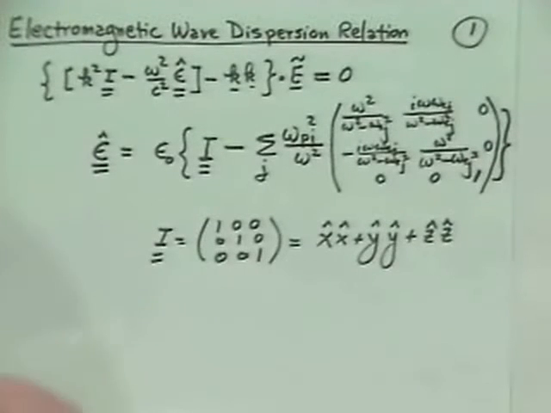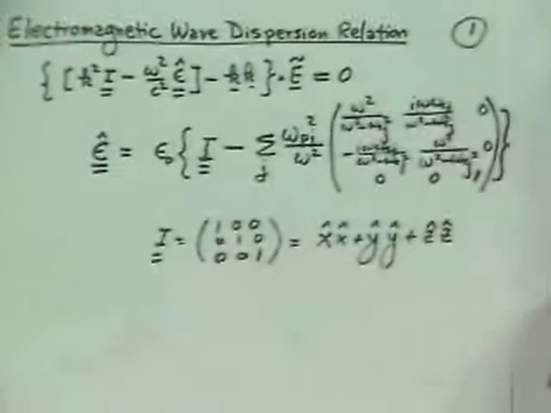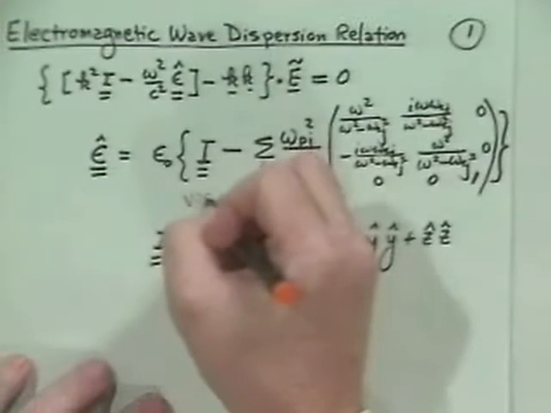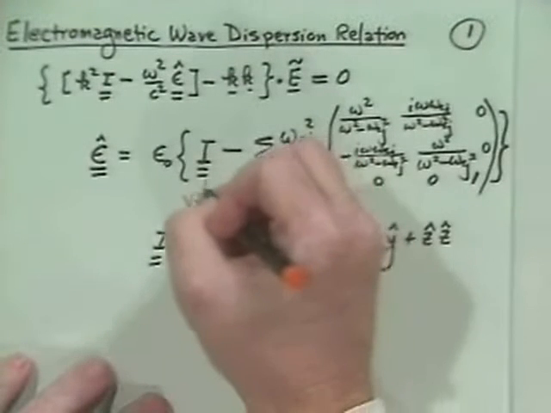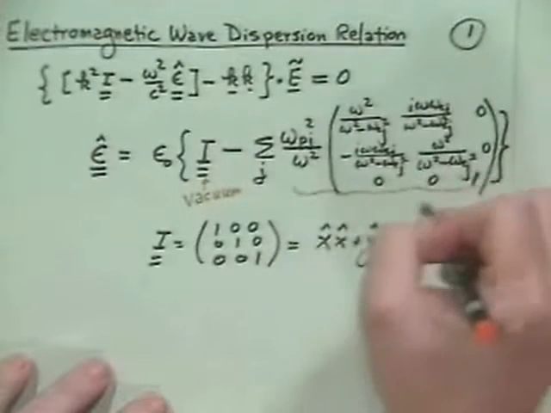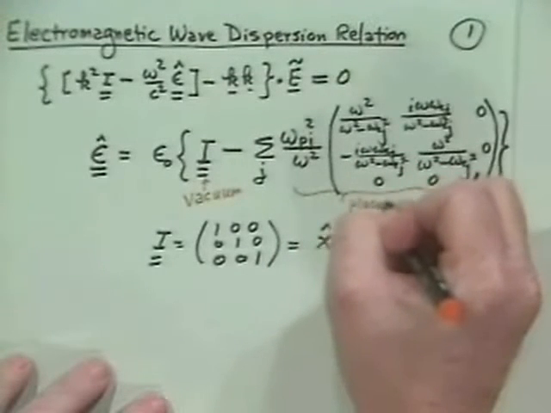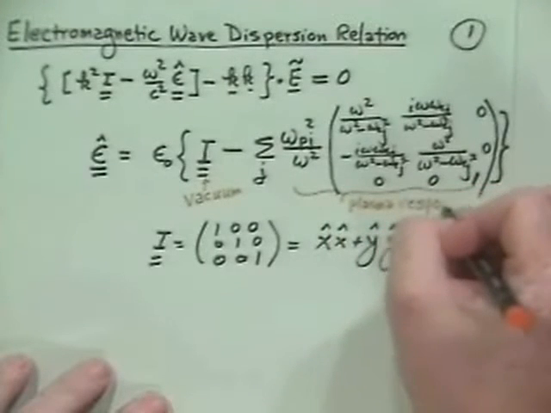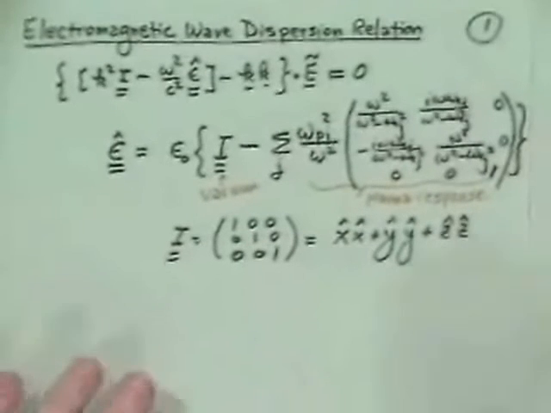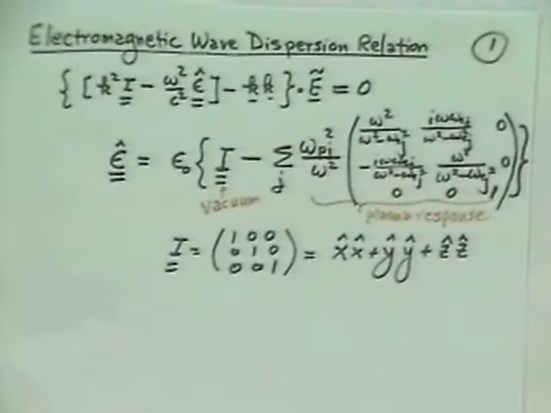So the idea is that we have this general electromagnetic wave dispersion relation, and here's the plasma dielectric constant. The one, again, represents vacuum, or the identity tensor, and this other part is the plasma response. Now, what we want to do today is mostly just talk about a few particular limits of this dispersion relation, and therefore kind of illuminate what goes on.